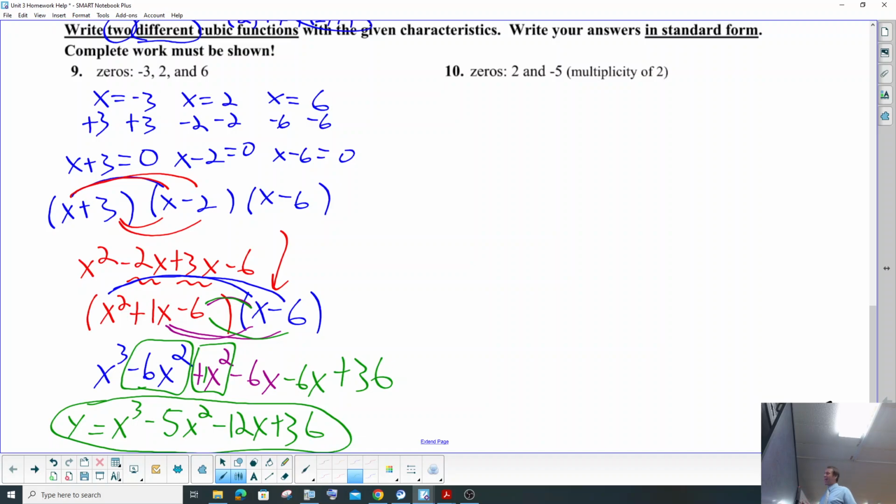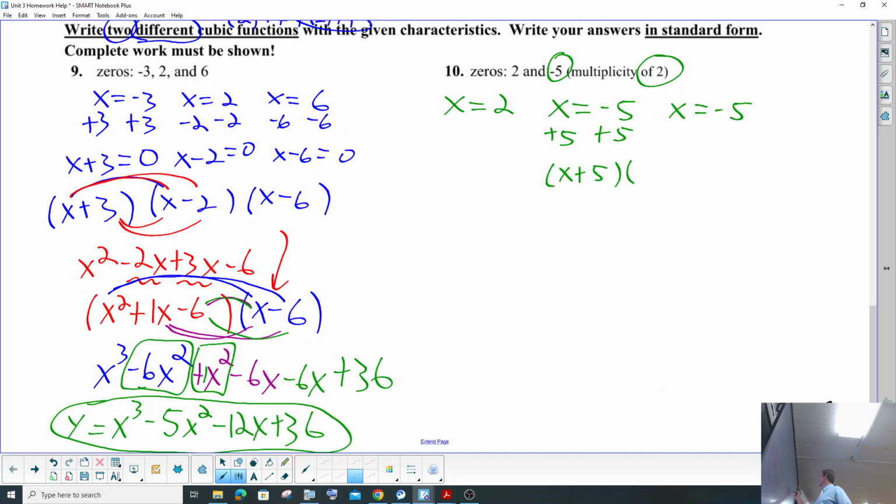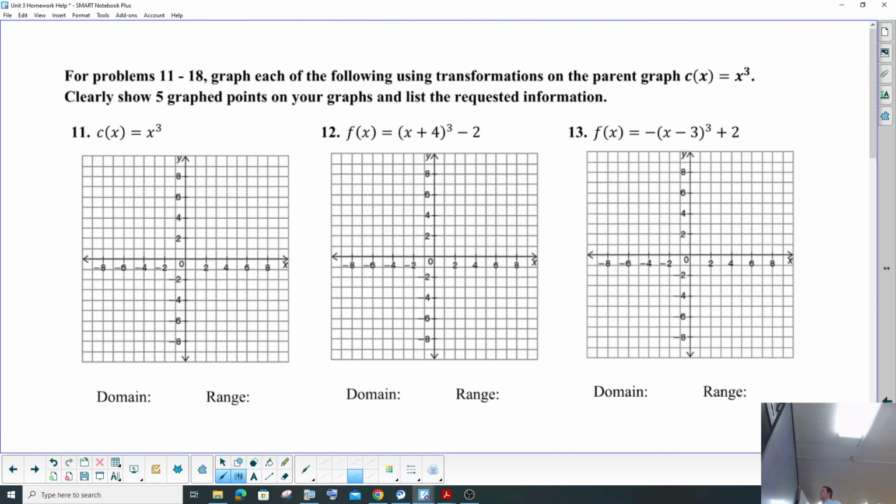Okay, so the hint for 10 is they give you the zeros, x equals 2, but they also give you a multiplicity of 2 for the negative 5. So that's x equals negative 5, and another x equals negative 5, okay? And then you're going to bring those back into factored form, and you're actually going to have 2 of them. So make sure that you multiply both of those together, and then eventually you'll multiply the x minus 2 after that. So go and finish number 10.